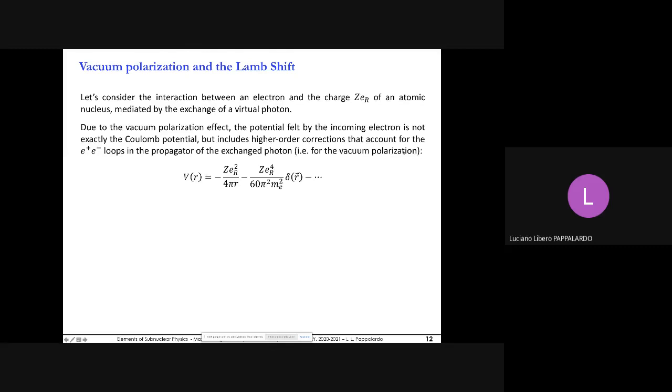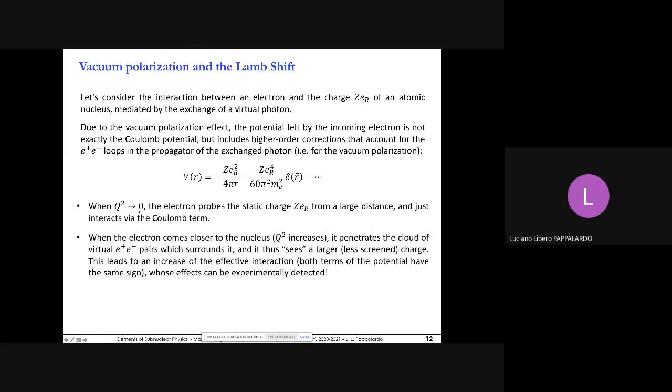Now, when Q square goes to 0, you probe your electron charge from a very large distance. The electron probes the static charge of your nucleon from a large distance, where I put here e_R, which is the measurable one. And the interaction is just given by the Coulomb term.